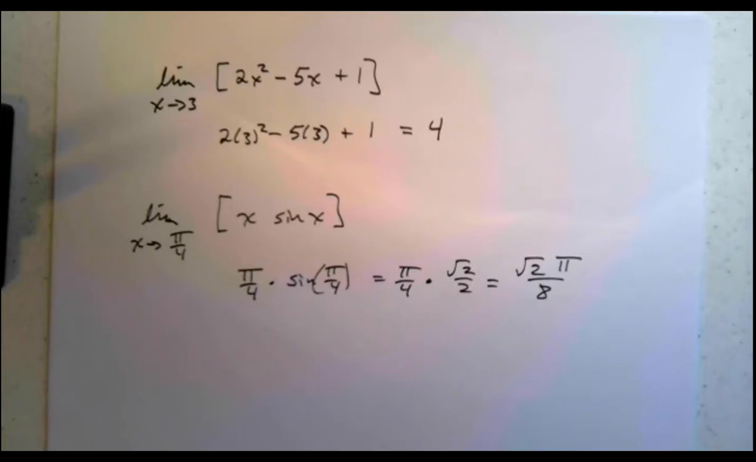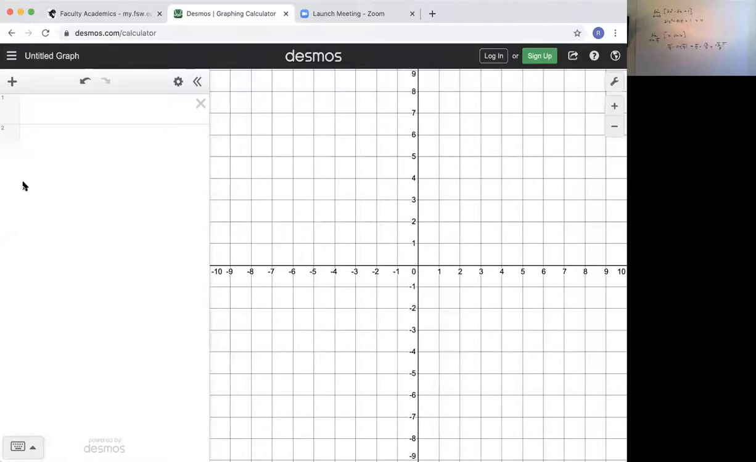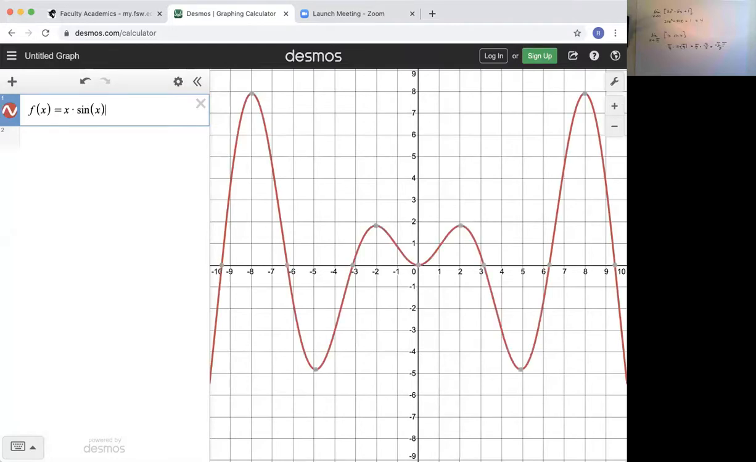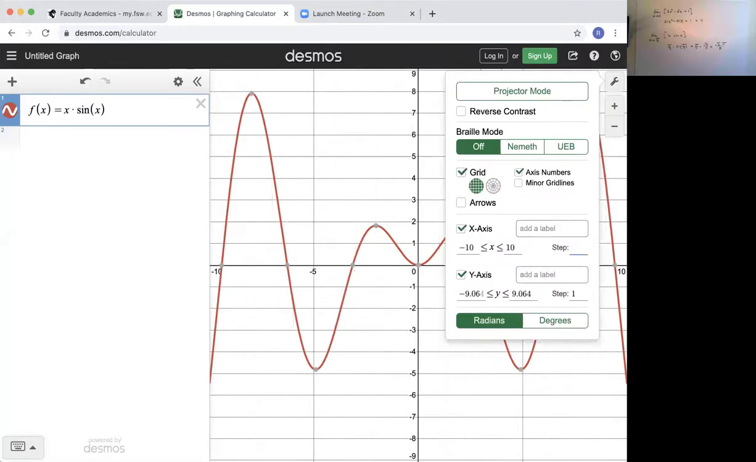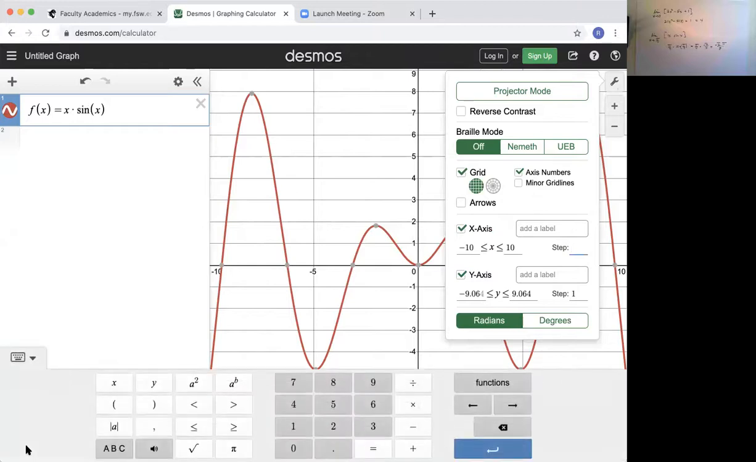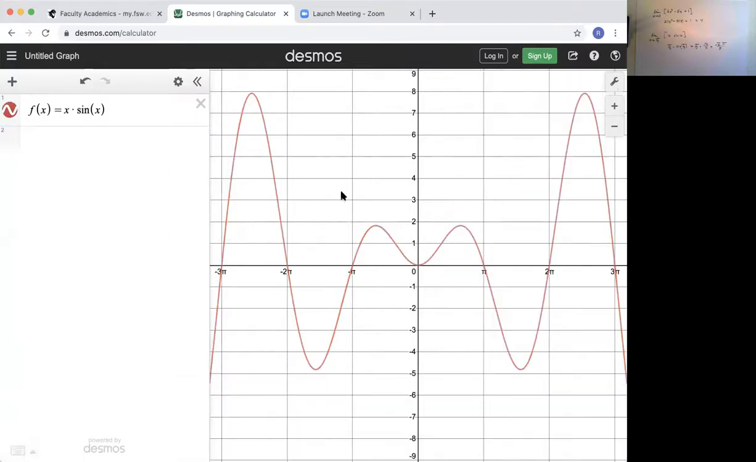Now, how might I check that? Let me go ahead and look at Desmos this time and use that to reinforce our notion. So I will put in the function f of x is x times sine x. But I'm going to need to work with my window. So let's make each step maybe pi over 4. So I use this down here for pi over 4. And let's see if that's good enough. Can't quite see it, but interesting looking graph for sure.